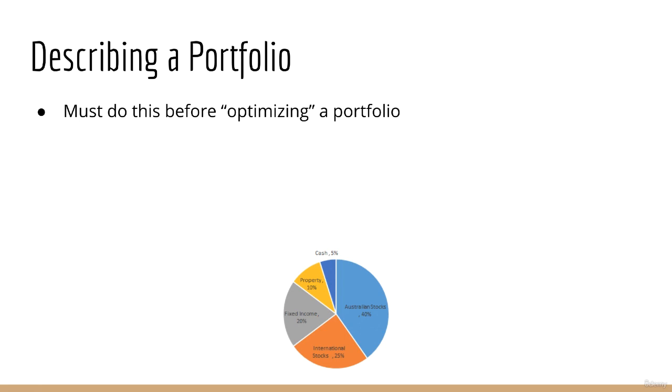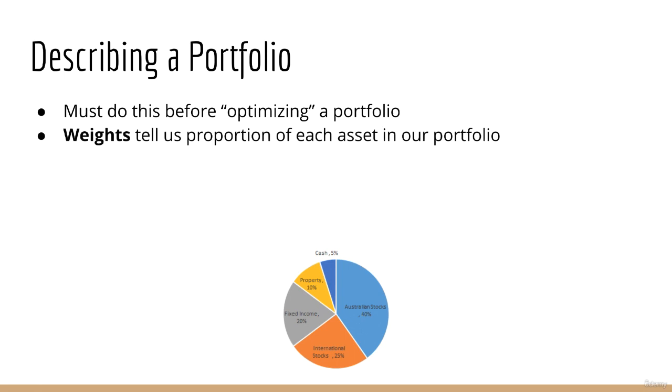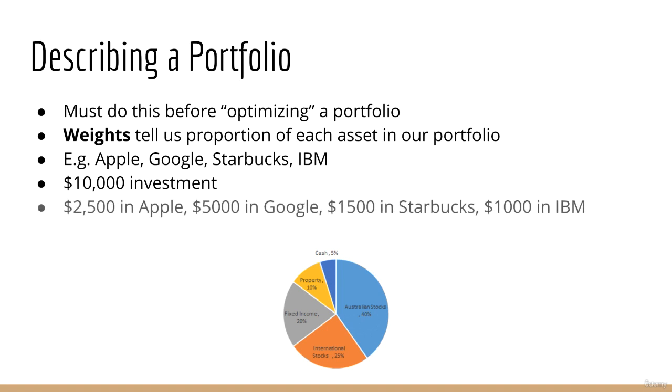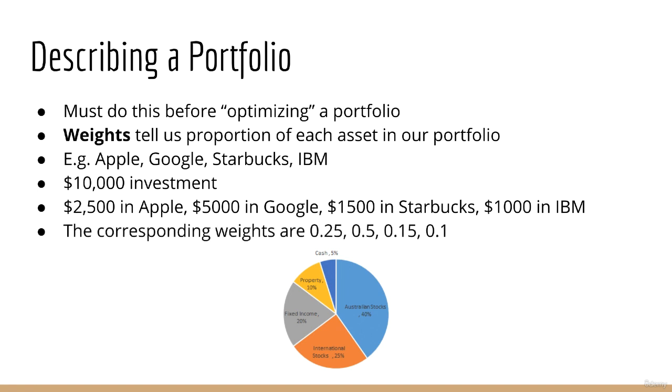Okay, so as you know, a portfolio is a set of weights, which tells us the proportion of each asset in our portfolio. For example, let's suppose we have Apple, Google, Starbucks, and IBM stock under consideration. Let's also suppose that we have $10,000 to invest. Let's say we decided to use $2,500 to purchase Apple stock, $5,000 to purchase Google stock, $1,500 to purchase Starbucks stock, and $1,000 to purchase IBM stock. In this case, our corresponding weights would be 0.25, 0.5, 0.15, and 0.1.